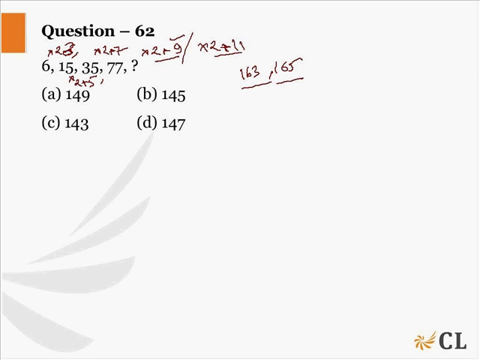Multiply logic will not work, difference logic will not work either. Now if you factorize these, the first gives you 2 into 3, the second gives you 3 into 5, the third gives you 5 into 7, then 7 into 11. So you can observe from this that it is a product of prime numbers. So next has to be 11 into 13, which is 143.